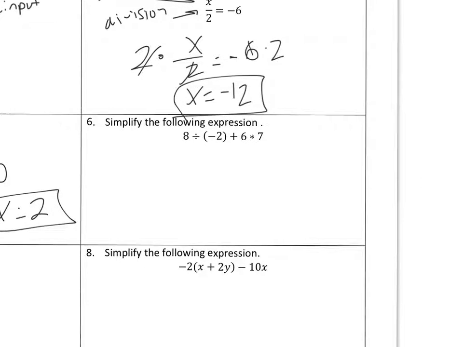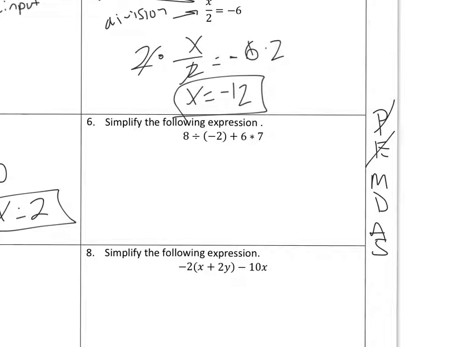Halfway there. Simplify the following expression. So if we're simplifying, we're going to follow order of operations from the top down. PEMDAS. Okay, any parentheses? There is a parenthesis, but can I simplify negative 2 anymore? Nope, so I'm done with parentheses. Any exponents? Well, there's some exponents of 1, but you can't simplify anything else.